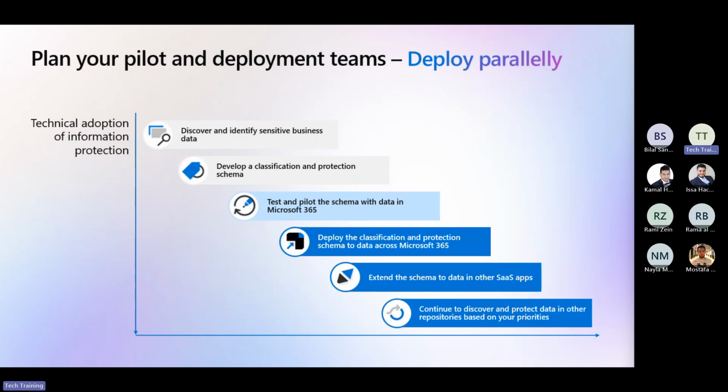These are the levels of the technical adoption of information protection. Discover and identify sensitive business data. You discover the data, develop classification and protection, then test and pilot the schema with data in Microsoft 365, deploy the classification, extend the schema, and continue to discover and protect. These are the steps that you should do when deploying in parallel, so you can be working in parallel in different places, protecting the data, protecting the access, protecting the information at rest and on the move.